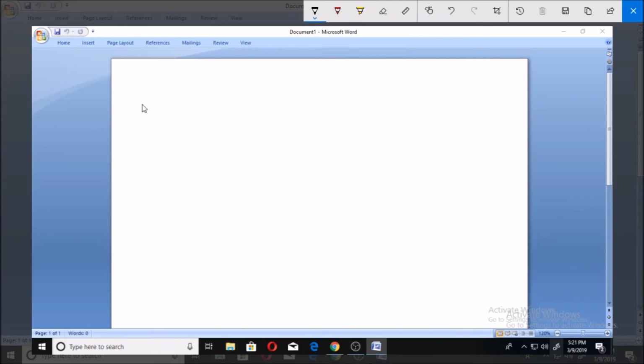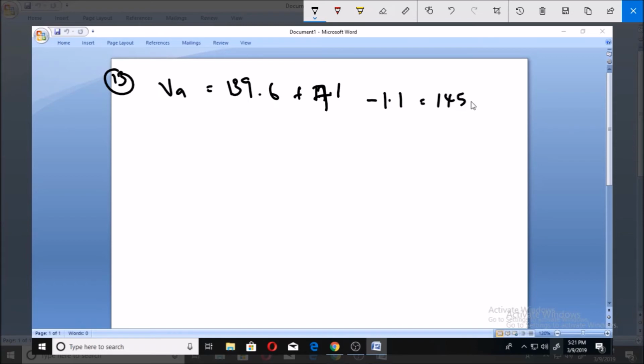So having done that, we are going to look at the 13th thing to do, which is taking down the material balance. VA is equal to 139.6 plus 7.1 minus 1.1 equal to 145.6.